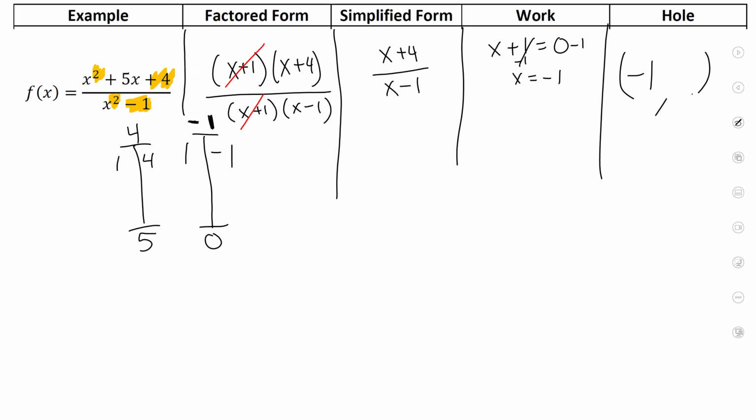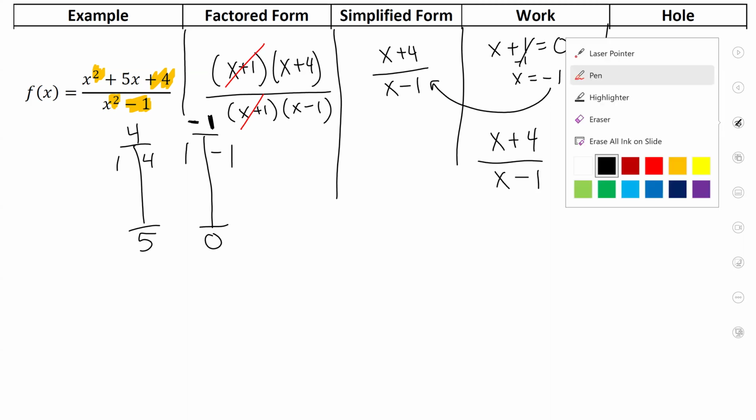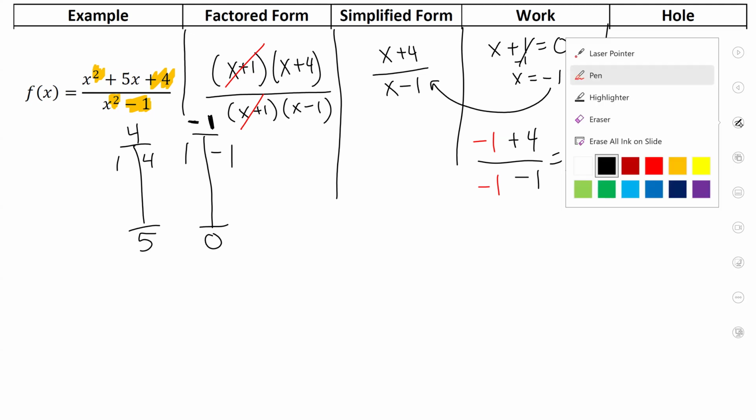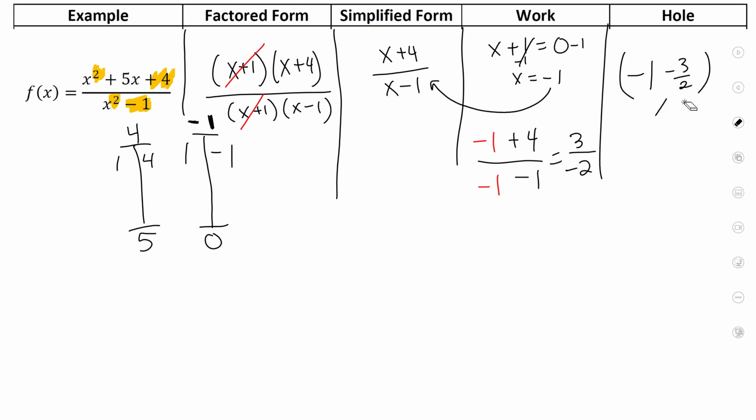How do I find the y value of the hole? Exactly, thank you. We're going to plug this into the simplified form. I'm just going to write it over here again. I'm going to erase these x's and put in a -1. What's -1 plus 4? 3. And what's -1 minus 1? -2. So the answer is -3/2. So this is the location of your hole.